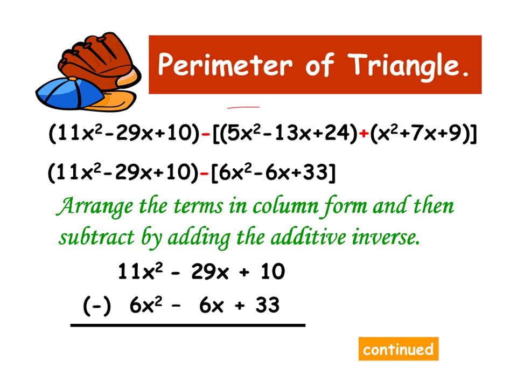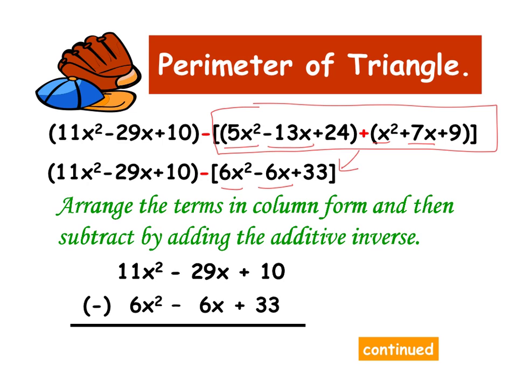Alright, what we're going to do is add those two sides together. When we do, 5x squared plus x squared gives us 6x squared. Negative 13x plus 7x gives us negative 6x, and 24 plus 9 gives us 33. So we've combined those two sides, and then we just have to subtract that from the perimeter. Since it's subtracting that second row, if I change all my signs all the way across, I can make it addition.